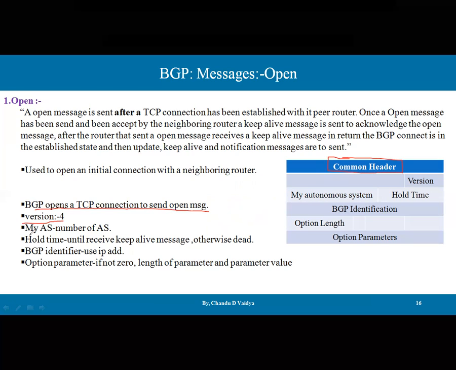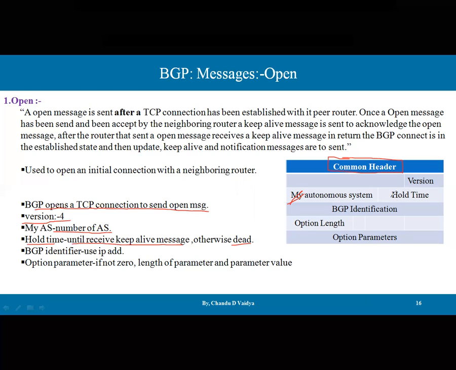Then version is 4. Then my autonomous system, here my autonomous system. This is the number of the autonomous system. We have configured the BGP protocol with Packet Tracer, and there we have set the autonomous system numbers. Then hold time indicates how long to wait until receiving the keep alive message, otherwise the neighbor is considered dead.